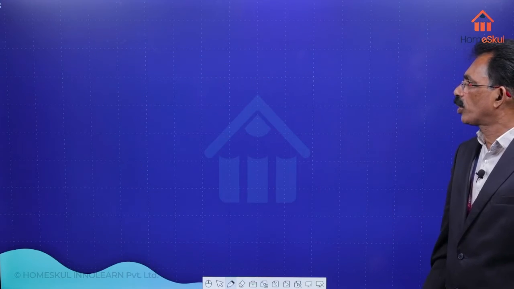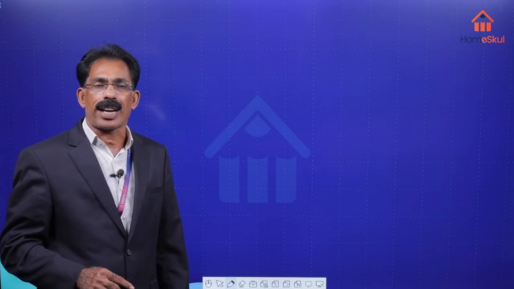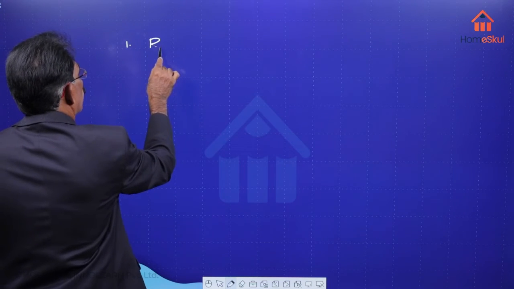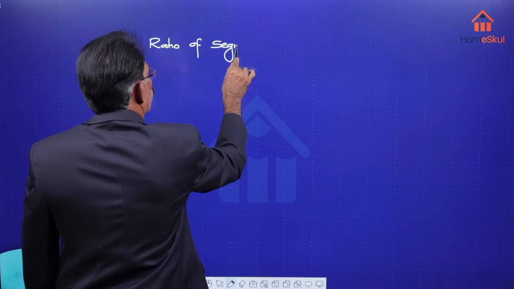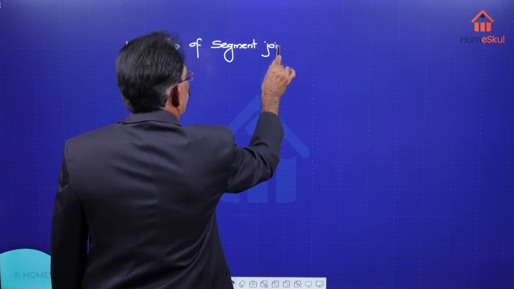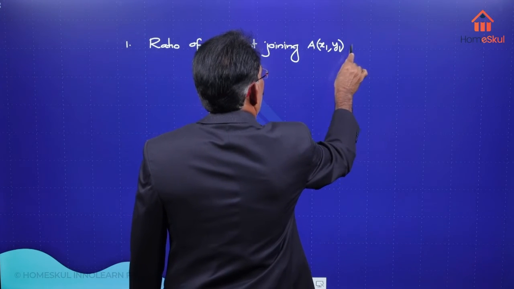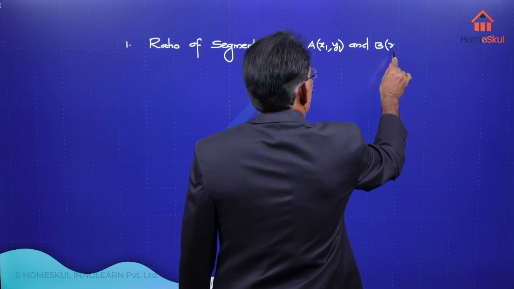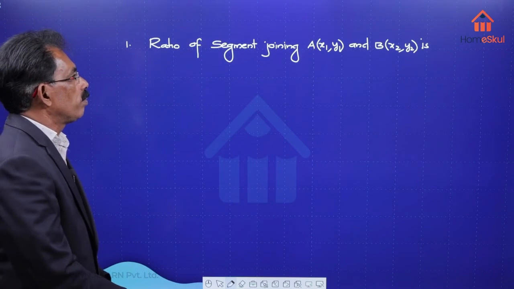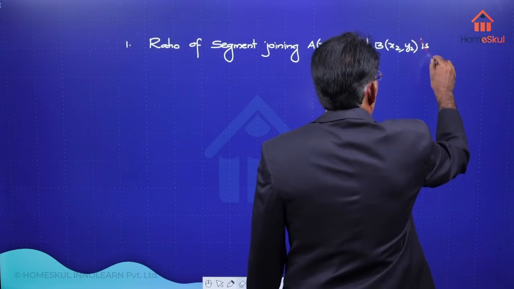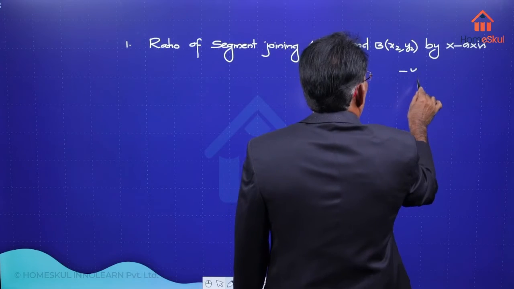Also, let me explain some more short methods. Suppose the ratio of the line segment joining (x1, y1) and (x2, y2) is divided by the x-axis. The ratio of the segment joining (x1, y1) and (x2, y2) by the x-axis is minus y1 is to y2.